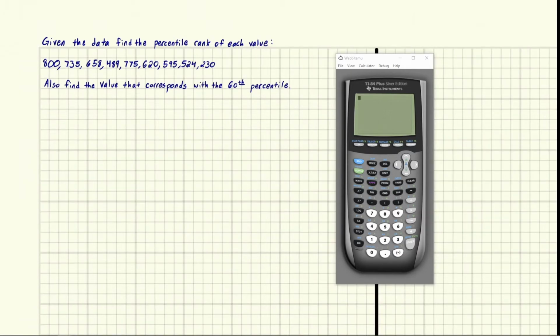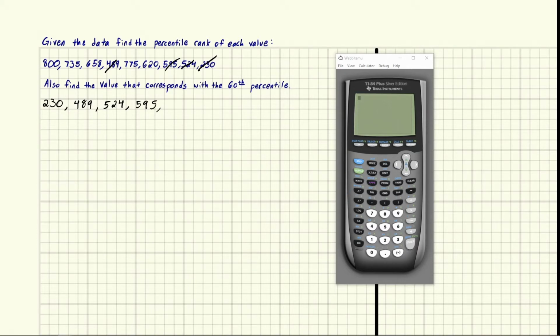So our lowest value here is 230. And I'm going to cross that out. Up next, we do have a 400. We've got 489. After that, we've got 500s. So 524 looks to be the next lowest one. And then we've got 595.